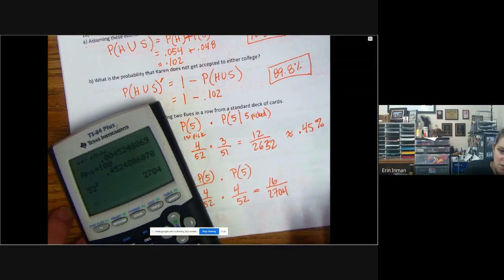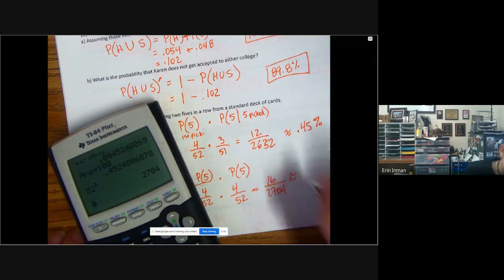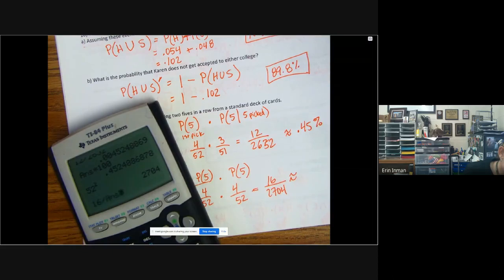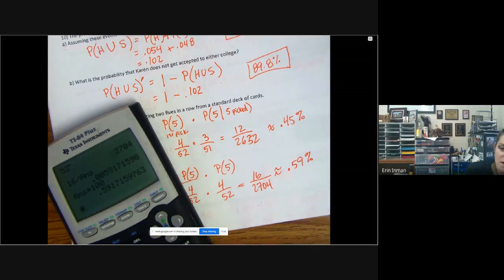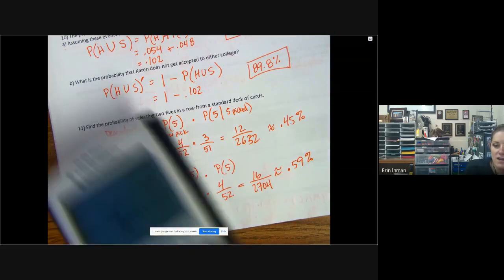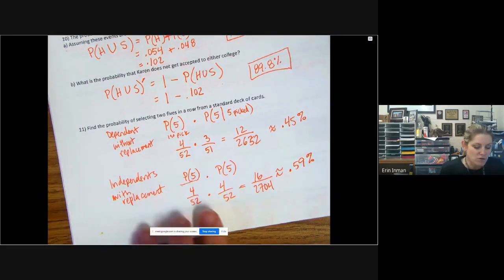Okay, and let's compare this, because to me these fractions are hard to even tell. So let's see what this looks like as a percent. If I do 16 divided by that answer, and multiply it by 100, take a look at what that looks like. It's still pretty slim pickings, but it's 0.59%. So slightly better chance of getting 2 5s in a row, even though there's one more card here, because there's one more chance for it to win.